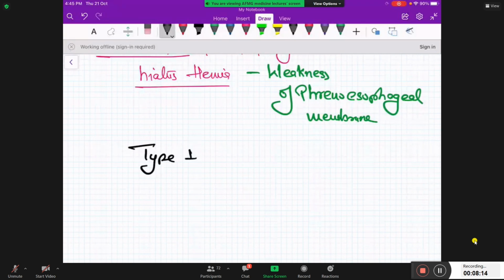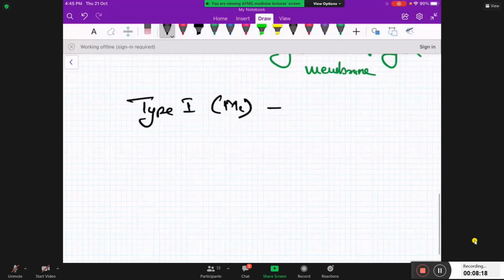Type 1, which is the most common type, is a sliding type of hiatus hernia.